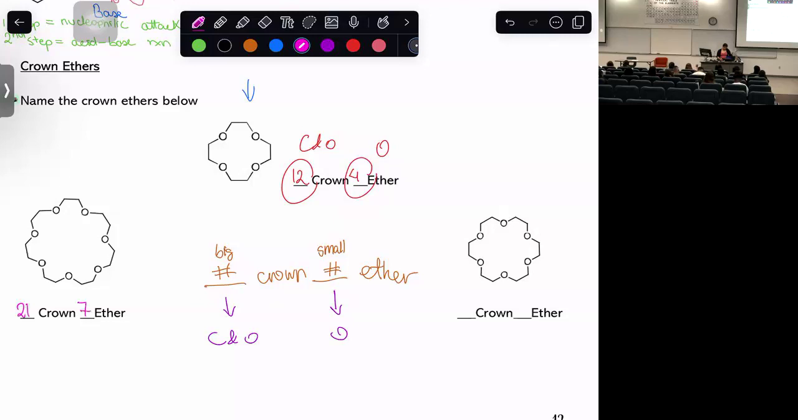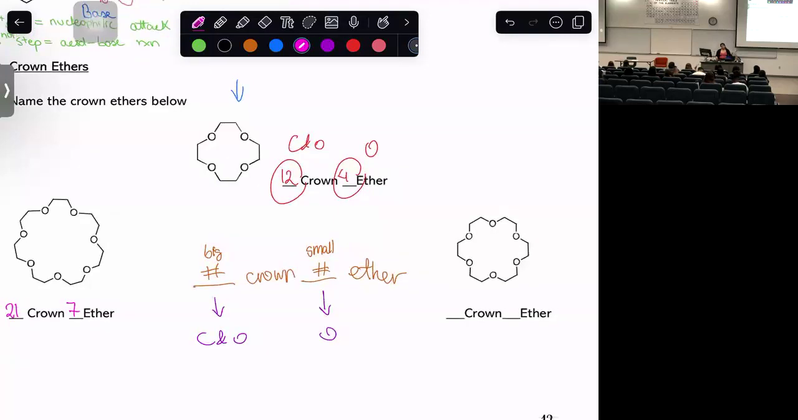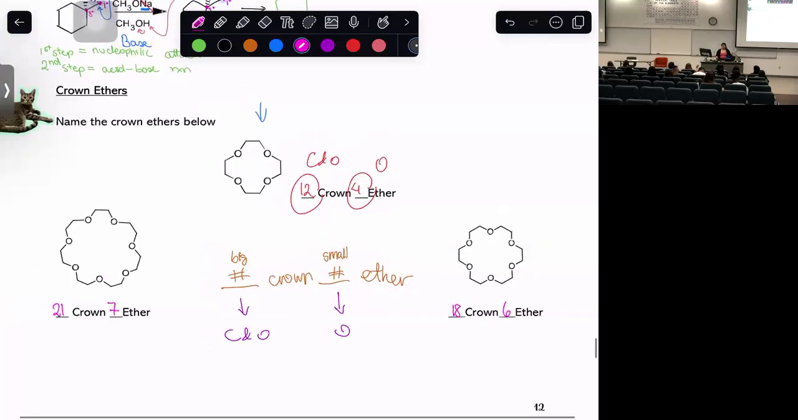21 crown, 7 ether. And very last one, 18 crown and 6 ether. So yeah, it's just counting. Question?